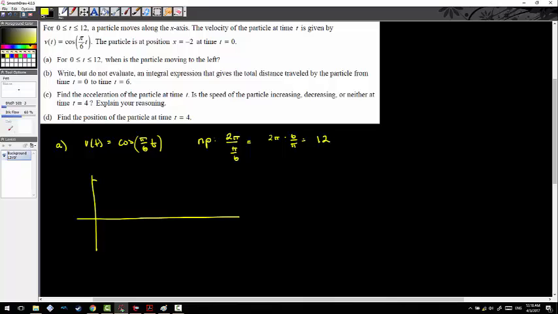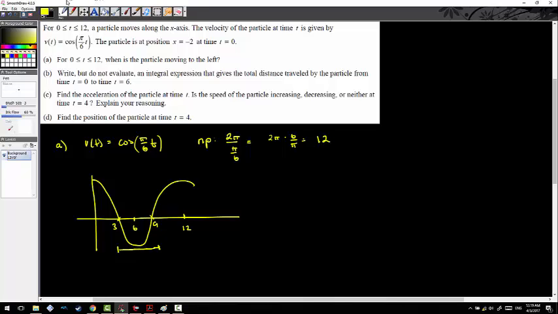Cool. So when I graph this, all I have to worry about is graphing one cosine, and I know that's going to end at 12. Halfway between is going to be 6. Halfway between the halfway is going to be 3. And so I've got 3, 6, 9, 12. So I'm thinking that this region right here is going to be when the particle is moving left. And so that's what I'm going to write.